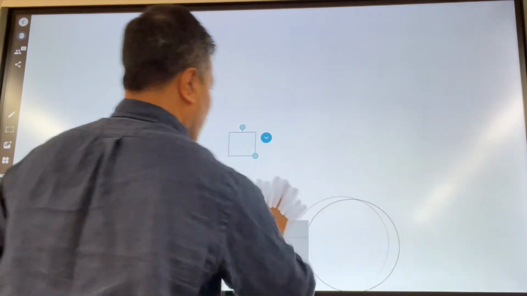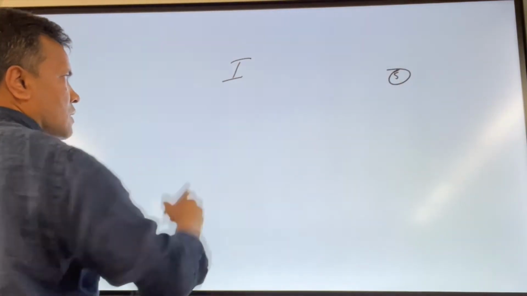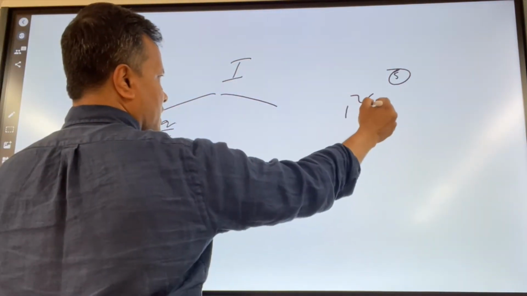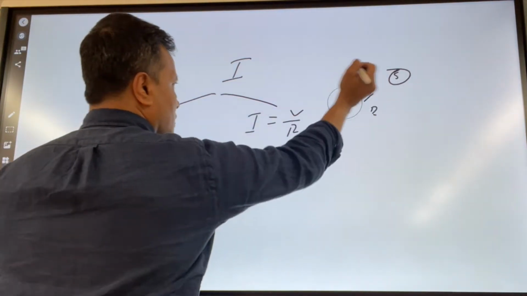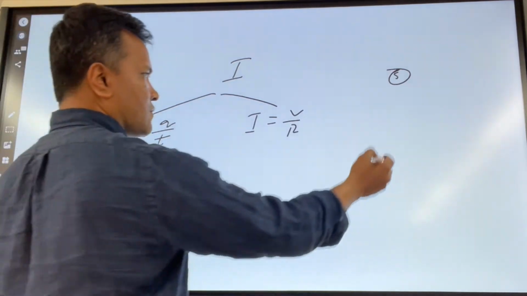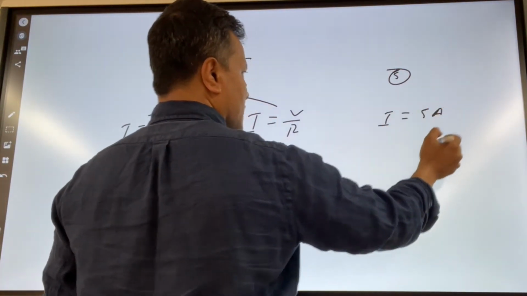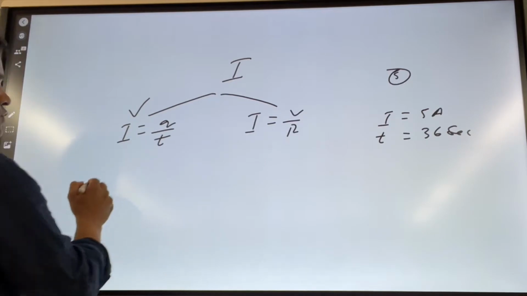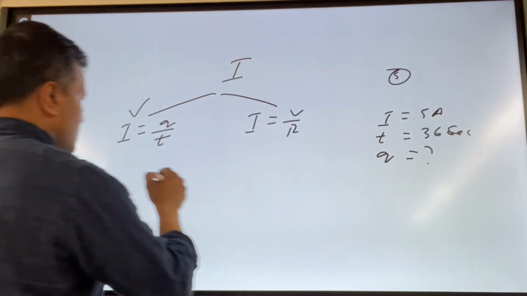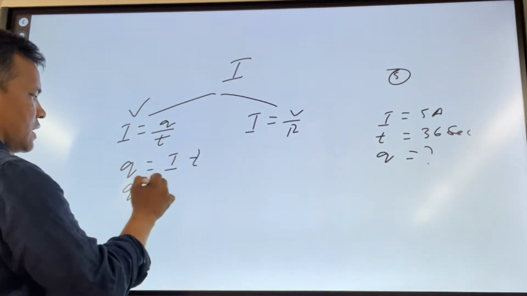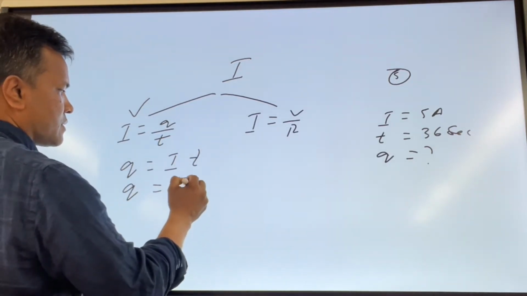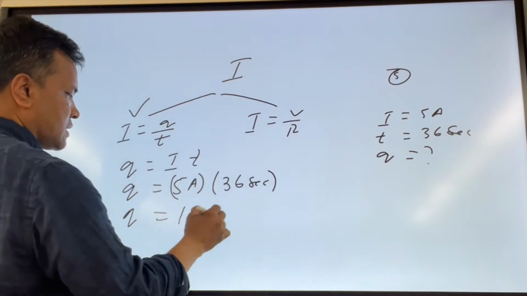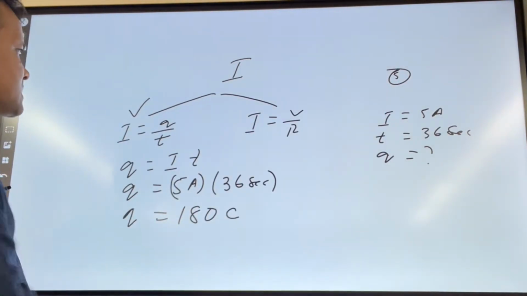So let's go over problem number 5. For example, if I ask you to find the current, the current has two formulas: the current is Q over T, and the current is V over R. Now if I give you the current, 5 amps, and the time it takes, 36 seconds, you probably have to use this formula to find the Q. So Q has to be current times T: 5 amps times 36 seconds, and this is 180 coulomb.